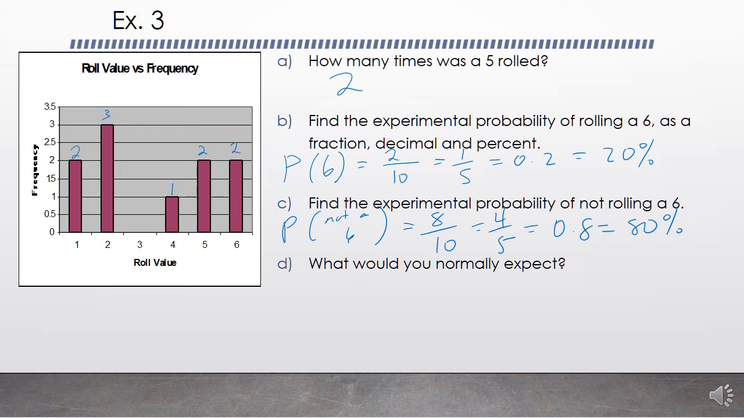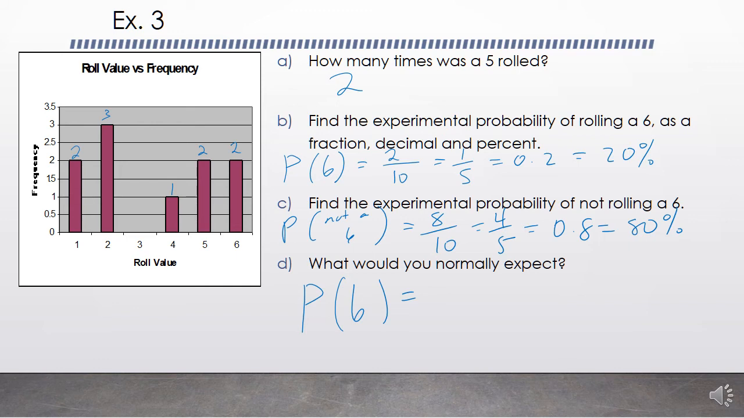Now this next question leads us into a little bit more theoretical. So far we've been doing something with a number of trials. So rolled this dice 10 times, flipped a coin 30 times. What would you normally expect? So this is a bit of a thinking question.